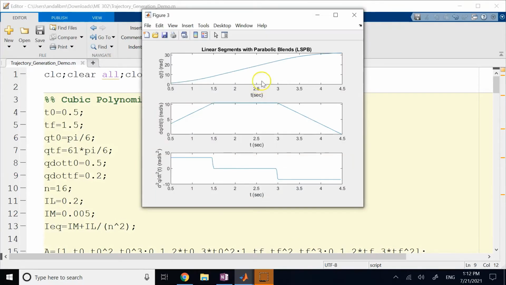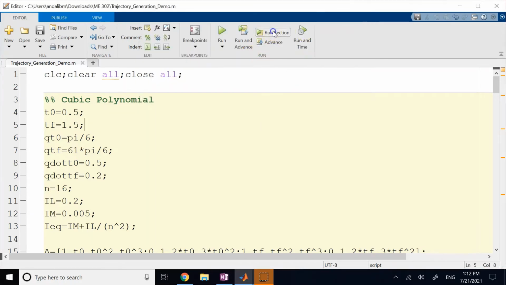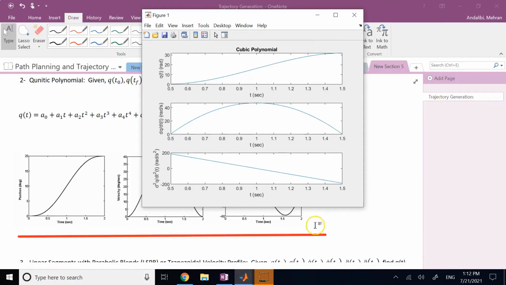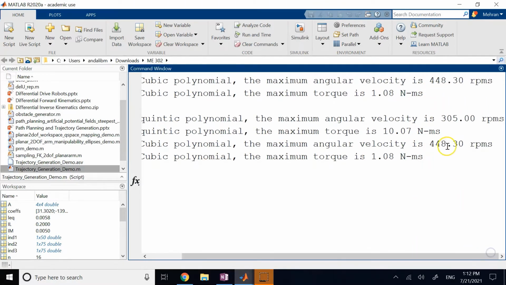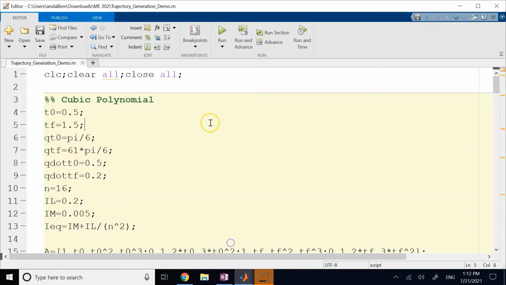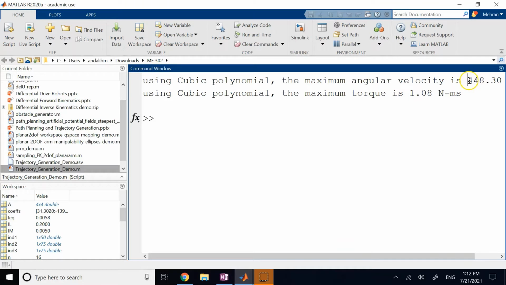So if you remember when we did the cubic, with these numbers, right? I guess I ran the whole thing. When we did cubic, this is the chart that we got, and the numbers that we got were also here. I guess if you can see them, right? Let me clean up everything and do it one more time. So the max RPM was 448 and the max torque was 1.08 Newton meters.